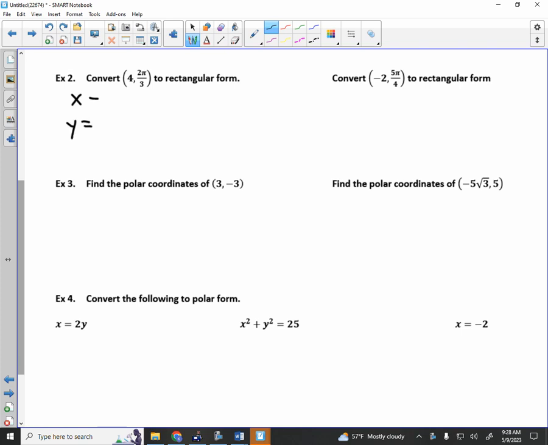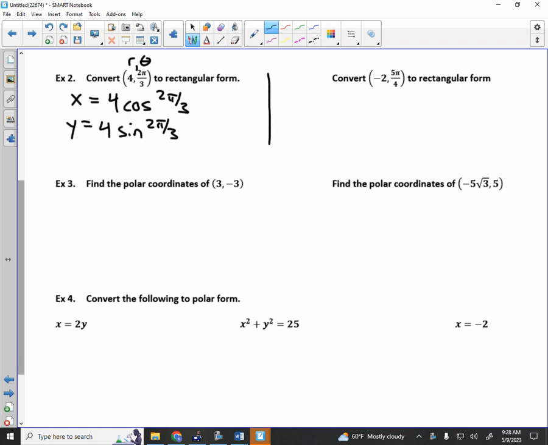Well, in this situation, x is going to be equal to, this is r and this is theta, and the formula says we take the radius, which is 4, times the cosine of 2 pi over 3. And y is going to be 4 times the sine of 2 pi over 3. I want exact values. On the last test, some people were putting estimations. I don't want that. So I want to come up with the exact value for cosine of 2 pi over 3 and sine of 2 pi over 3.